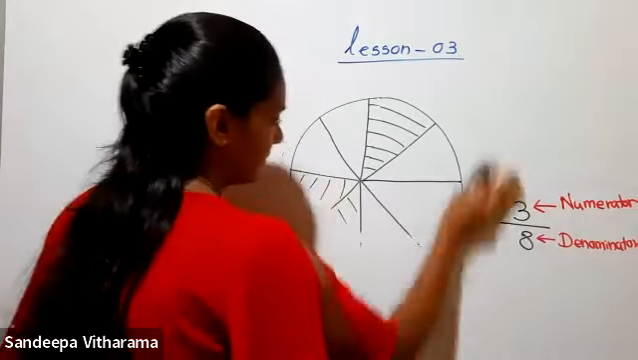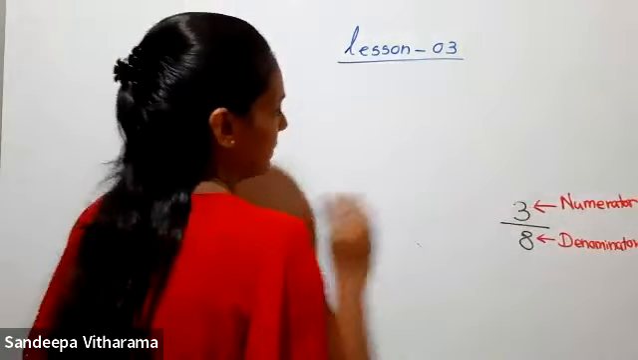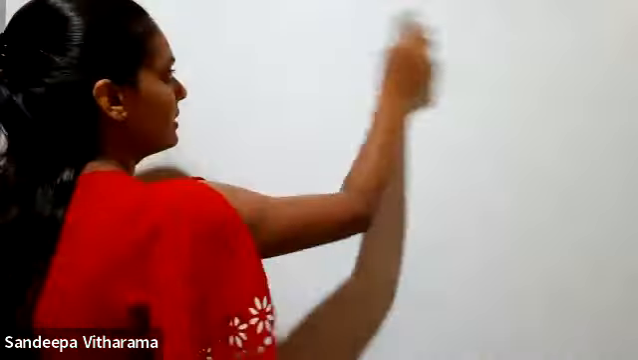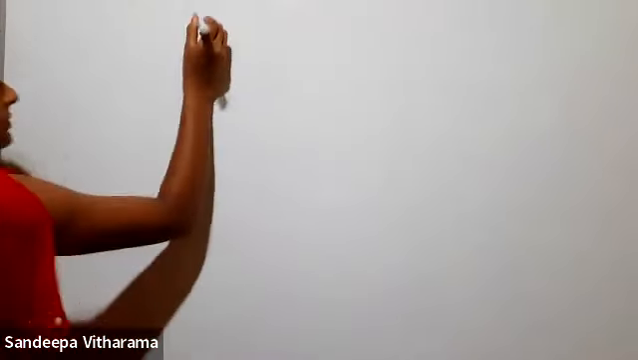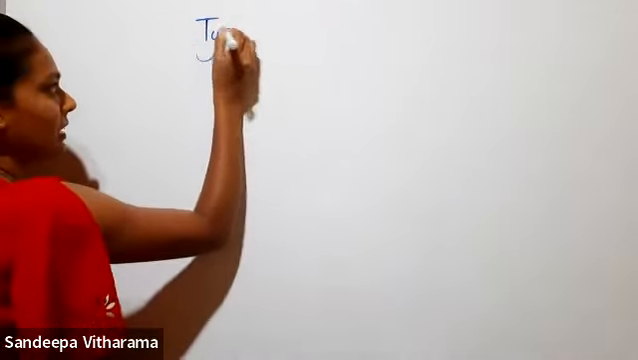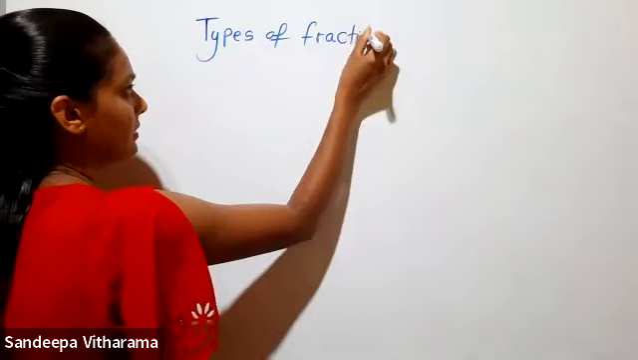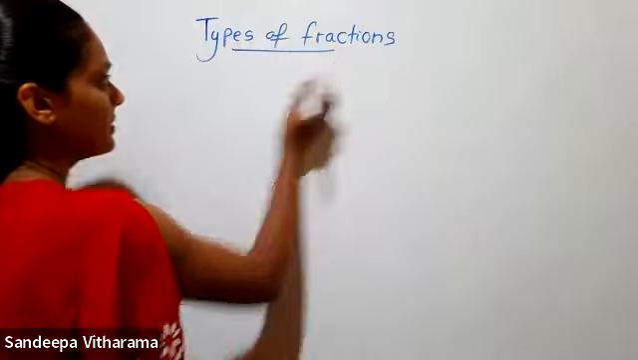Then, moving on to the types of fractions. Now we know that a fraction consists of two parts, no? Numerator and denominator. According to the size of these two, numerator and denominator, we can categorize the fractions. Okay, look at how it happens. First of all, write the topic. Types of fractions.